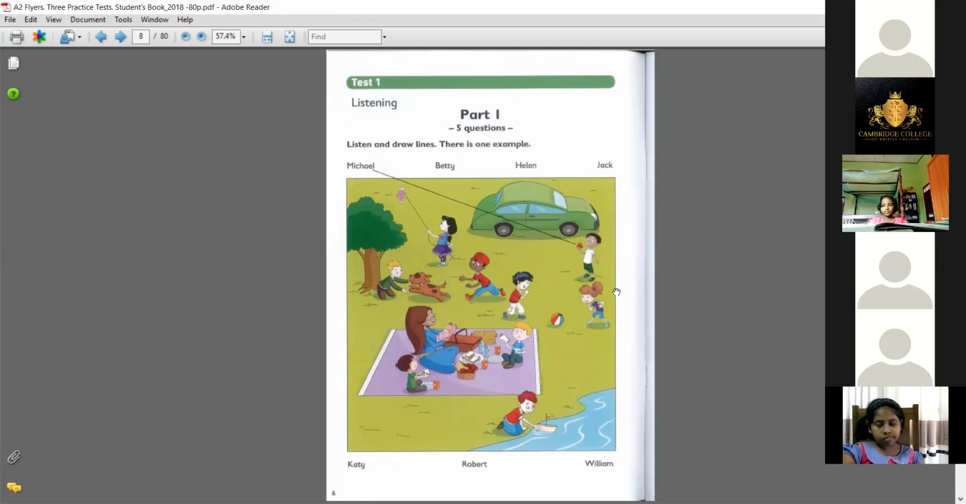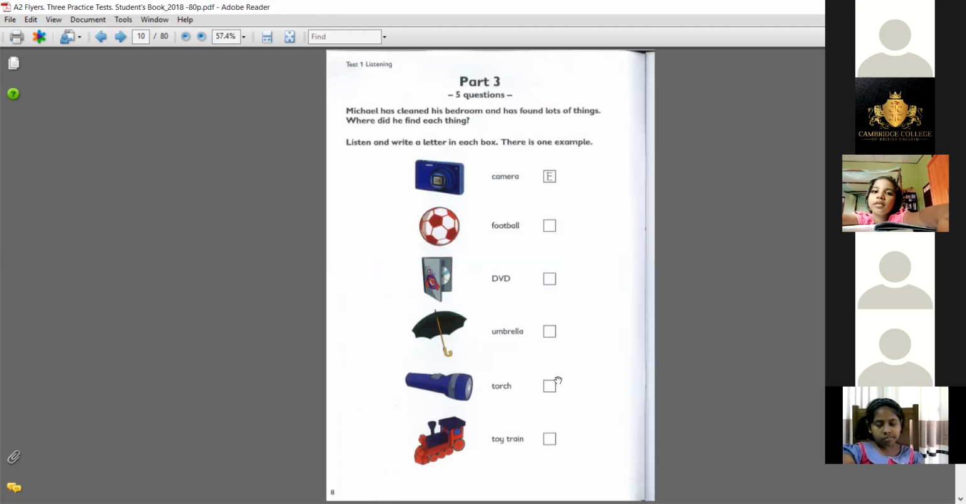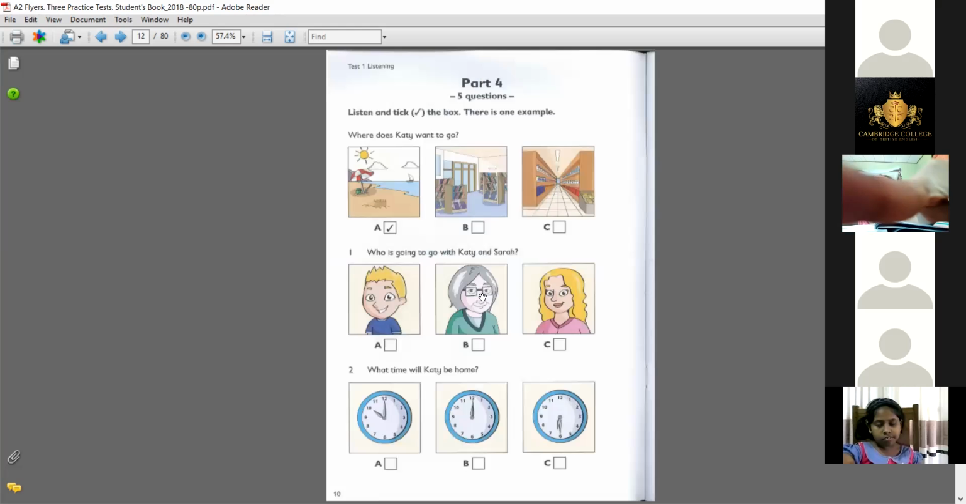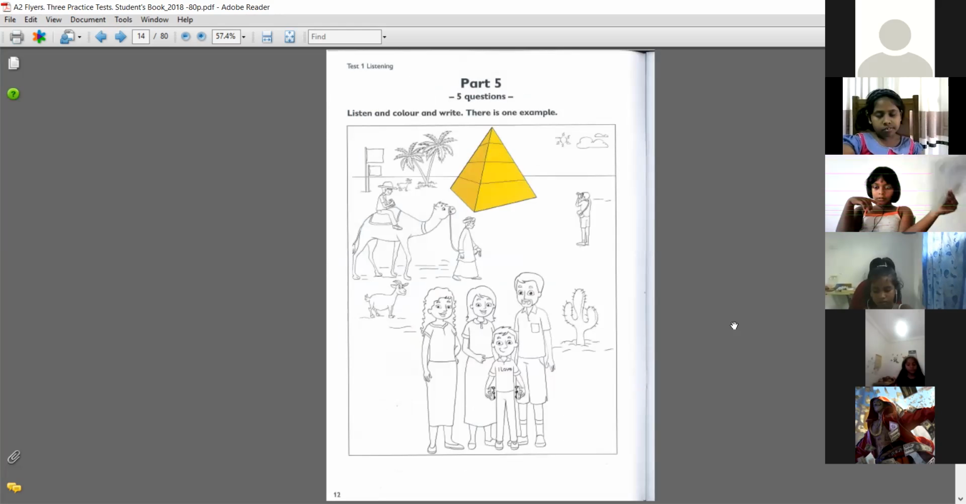So in part 2, you will hear a name or a number, and you should listen and write it on the blank. In the third one, I have told you, you want to choose the letter and write it in the box. In number 4, you want to listen and choose the correct answer, and you should put a tick inside the box, A, B or C. In the last one, you want to color or write a name. It gives you a word, and you have to write that word or color it. I hope most of you can understand it.